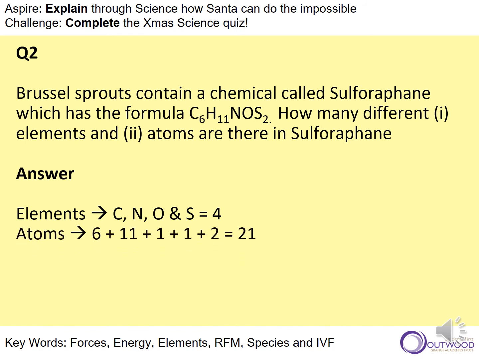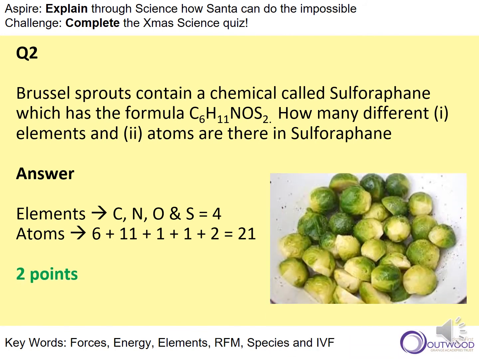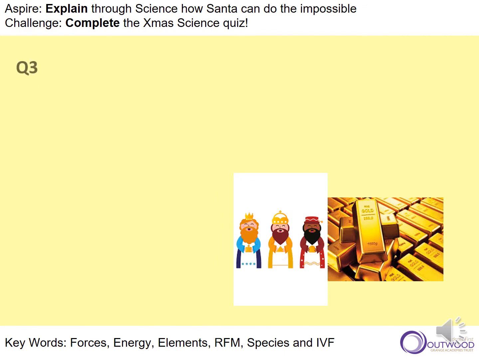Atoms: we've got 6 carbons, 11 hydrogens, 1 nitrogen, 1 oxygen, and 2 sulfur. So there are 21 atoms in sulforaphane, and it's worth 2 points. 1 for the elements. I wouldn't have got that point because I've clearly done it wrong. It should be 5, and the atoms are 21. That's the thing with live lessons, you see. You can even make mistakes, and I'm not going to correct it. You can see that. We all do it, and we all need to learn from it. So that's question 2.